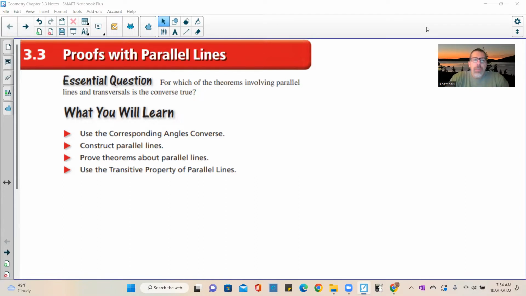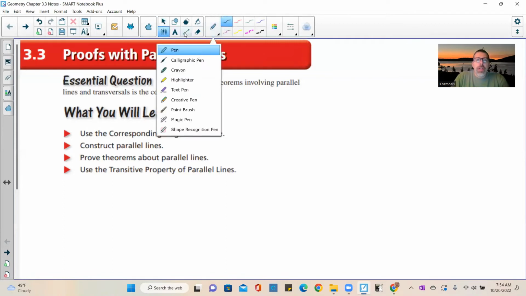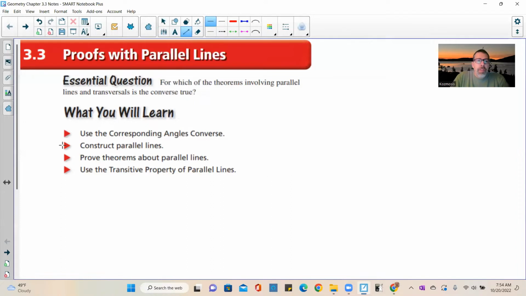What you will learn in this chapter is how to use the corresponding angles converse. We're not going to do constructions, so I'm going to skip that. Prove theorems about parallel lines and use the transitive property of parallel lines. Let me do a strike through on that one item. Can't really do constructions on the video. I probably could, but it'd be very tedious. So we're not going to do construction in the video. So let's move on.